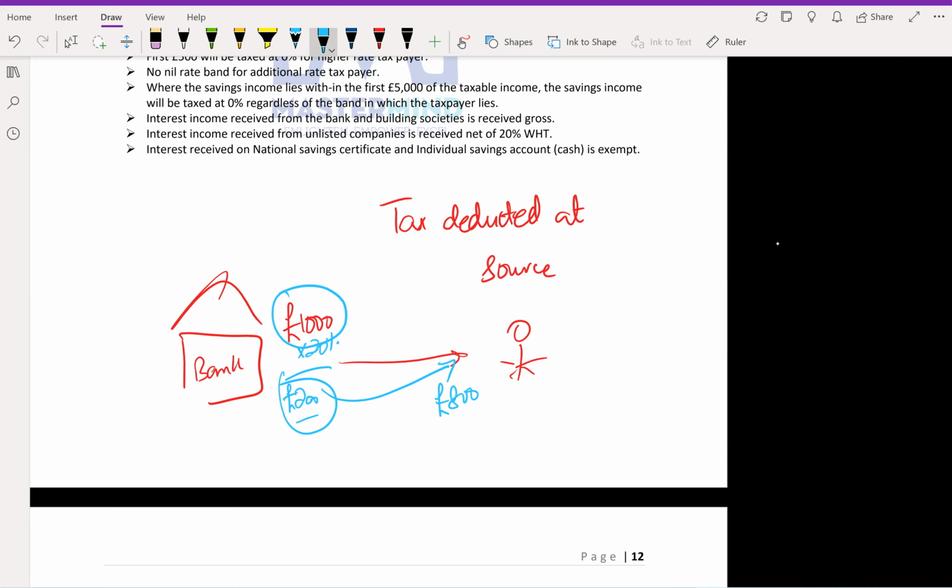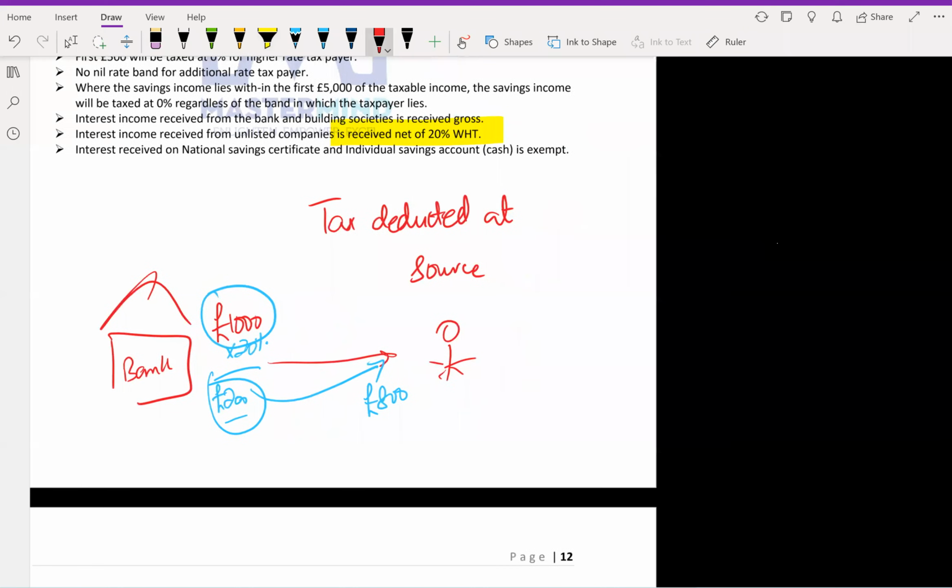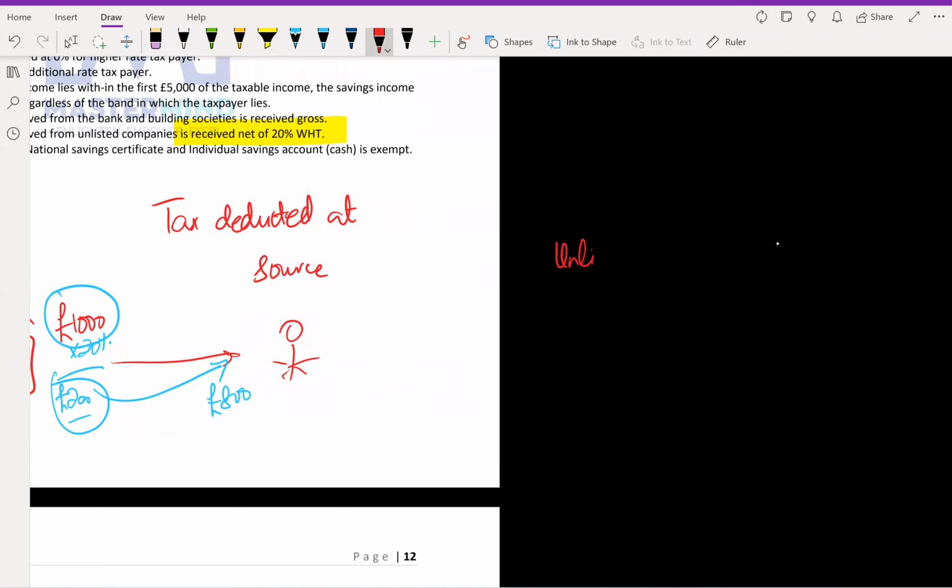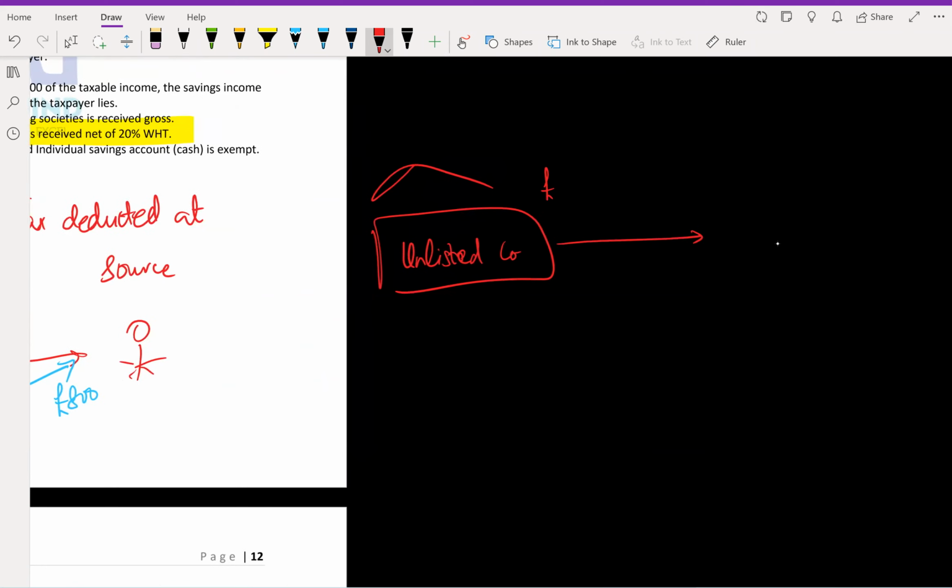Okay. Interest income received from unlisted companies is received net of 20% withholding tax. So for example, if there was an unlisted company, again same example, even though you have earned £1,000, you will get only £800 because 20% will be deducted, right? But in the tax pro forma, the one that we usually use to calculate tax, you will include the gross amount.